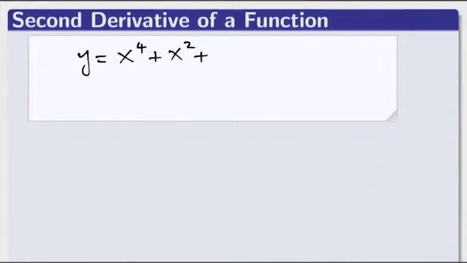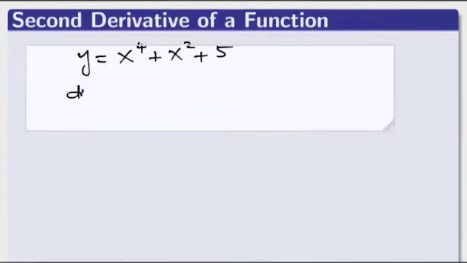Let's now define the second derivative of a function. If we differentiate a function once, we obtain dy dx. So for instance, if y is equal to x raised to the power 4 plus x squared plus 5, it need not be this specific function, it can be any general function. But if we differentiate y once, we obtain dy dx, the first derivative of y, which will be 4x cubed plus 2x, derivative of 5 is 0.